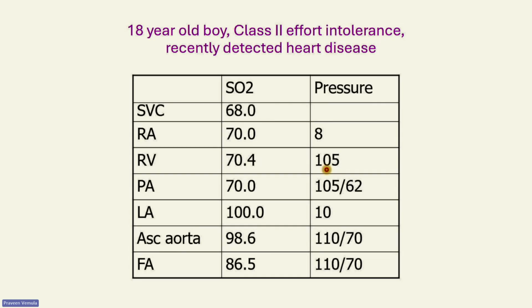Okay. So is there a step up? There is no step up. Left hand calculation is normal. The pulmonary artery is normal, ascending aorta is normal. What is abnormal? FA. There is a desaturation.